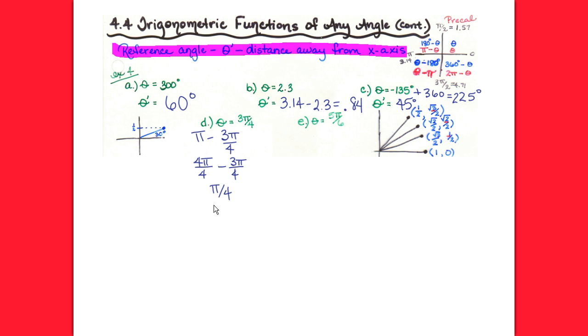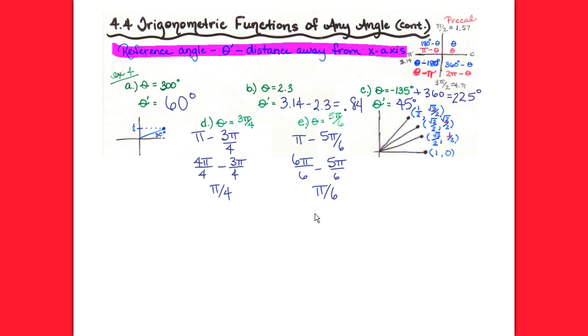All right, look at the next one, 5 pi over 6. What quadrant is 5 pi over 6? Second quadrant. So again, using that same formula, pi minus 5 pi over 6. Going to need a common denominator, so 6 pi over 6 minus 5 pi over 6 will give me 1 pi over 6.